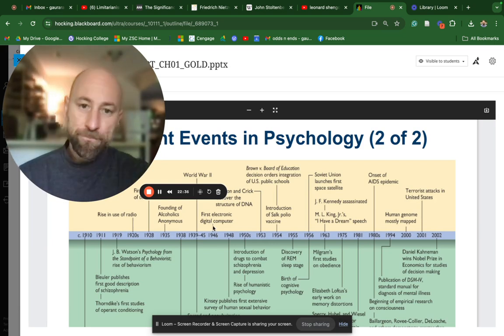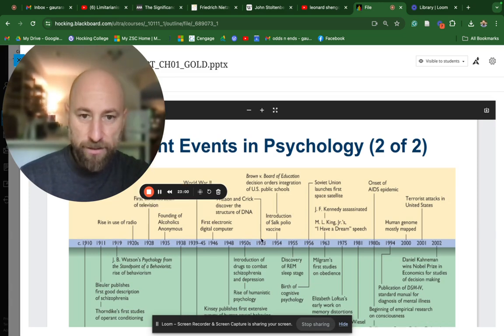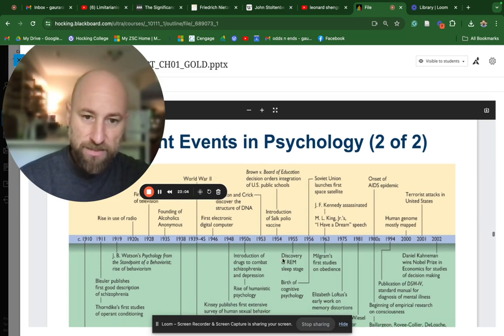So, these first computers weren't super useful, but by the time we get up here, the birth of cognitive psychology in 1956, which is really only 10 years later, from 46 to 56, now we have a new discipline of psychology. In between that, we've got the discovery of REM sleep. We've got Watson and Crick discovering the structure of DNA in the 50s. So a lot of stuff is happening. Drugs in the 50s for schizophrenia and depression. We also have the rise of humanistic psychology.